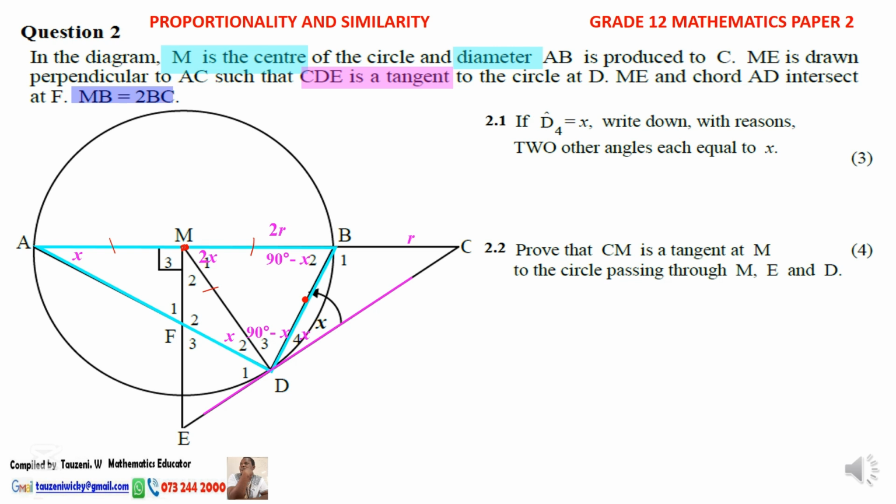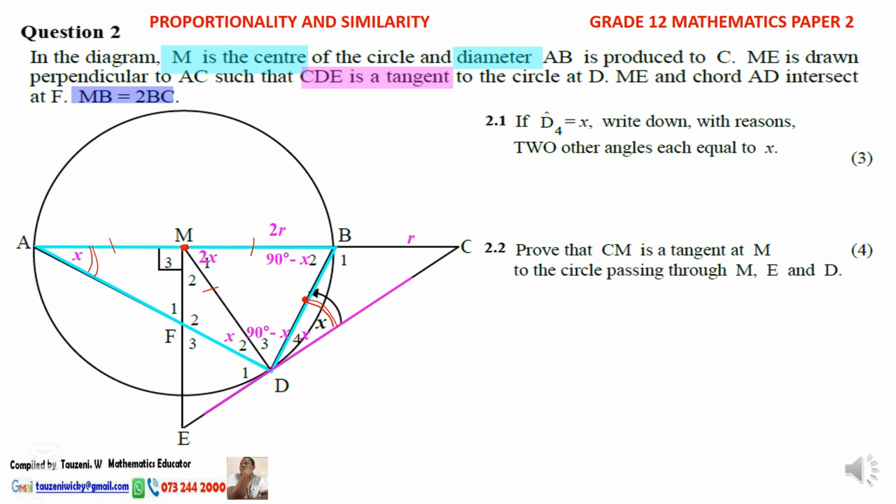Then we have angle D4, which is given. So if we look at the position of angle D4, it is an angle between a chord and a tangent. The chord is BD and the tangent is DC. This is an angle between a tangent and a chord. So this angle D4 must equal angle X by the tan chord theorem.